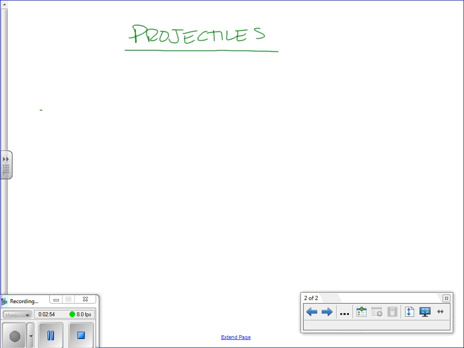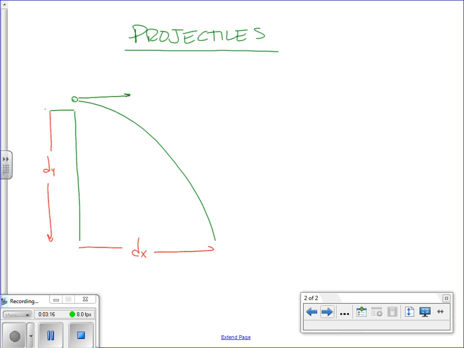Okay? Two big kinds. First, the horizontally launched. It does that. Oops, it travels downward some and has some vertical displacement that we can call dy. It has some horizontal displacement that we can call dx. It has some initial velocity that is in only the horizontal direction. So this is something about horizontally.